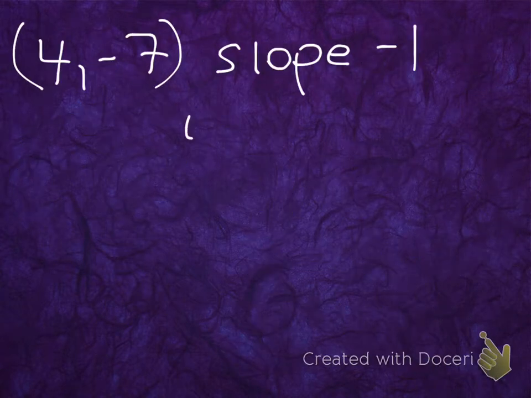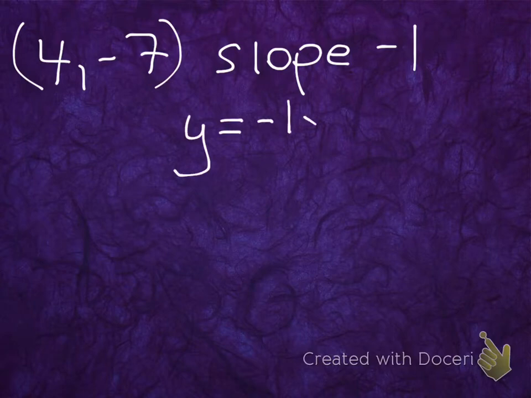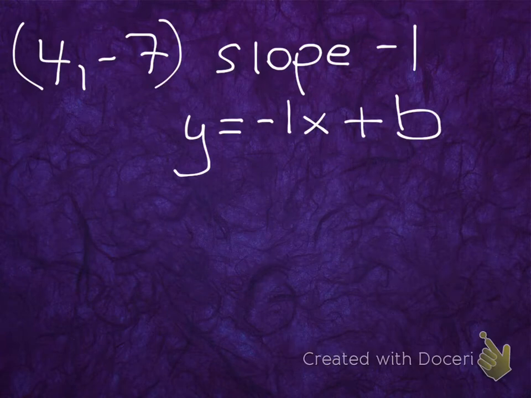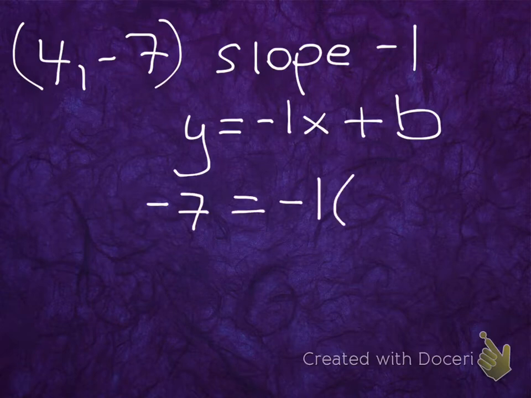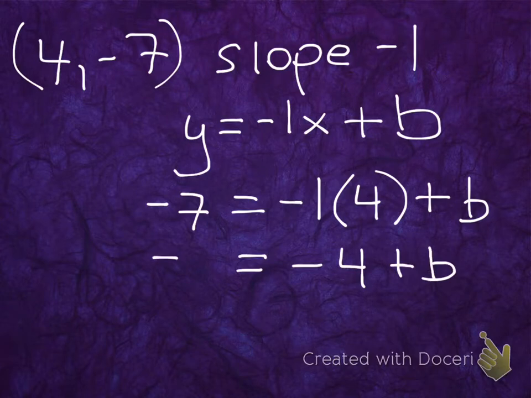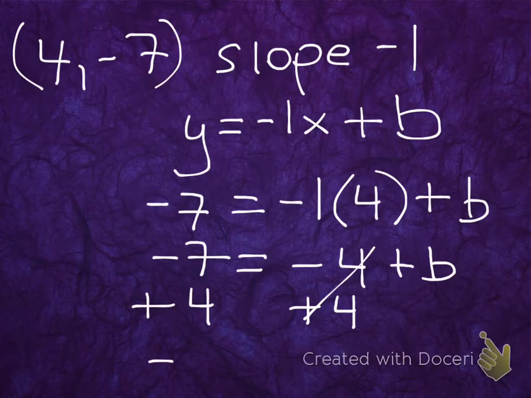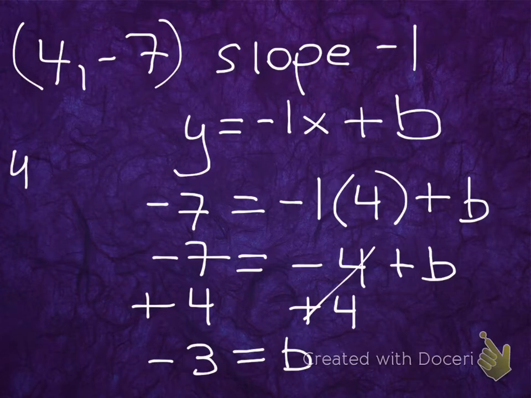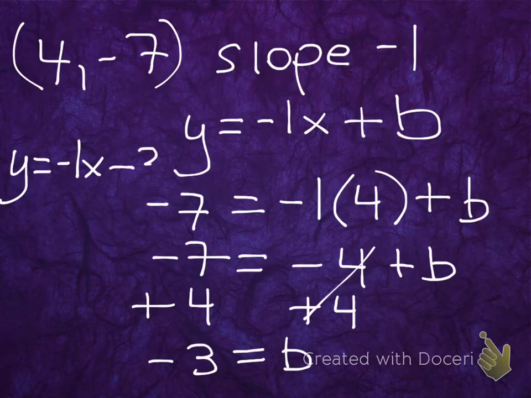Here's another one where we would use the slope first, and then we're going to plug in the point after we've put in the slope, and we're going to put the y coordinate in for y and the x coordinate in for x and solve for b. So we're going to add the 4 to get b by itself, and I get b equals negative 3. So if we put it all together to write our equation, we have y equals negative 1x minus 3.